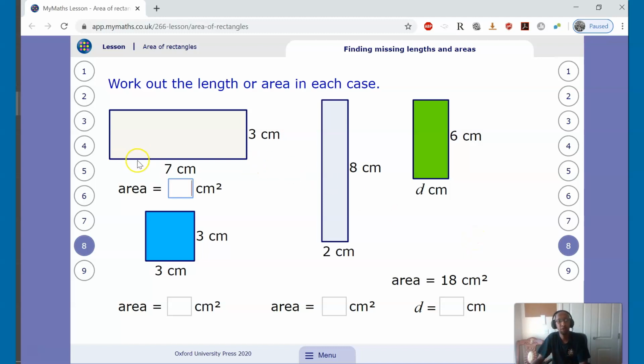Okay, so let's work out. So we have 7 times 3, which is 21. I'm going to go horizontal. We have 8 times 2, which is 16. We have 3 times 3, which is 9.